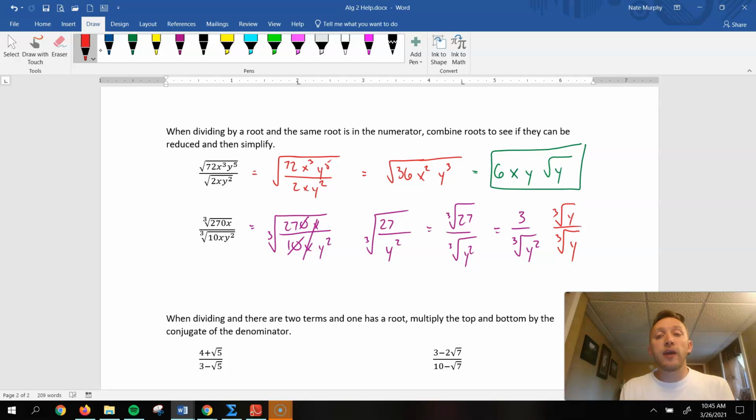Okay, so now when I do that, in the denominator I'd have the cubed root of y cubed, which is just going to be y. And in the numerator, we would have 3 times the cubed root of y. Don't multiply the 3 times the y inside the radical either.